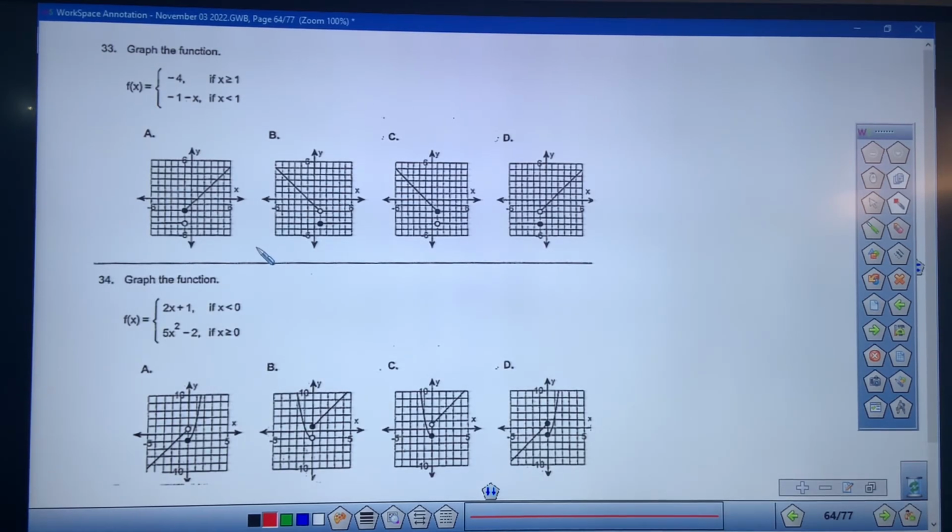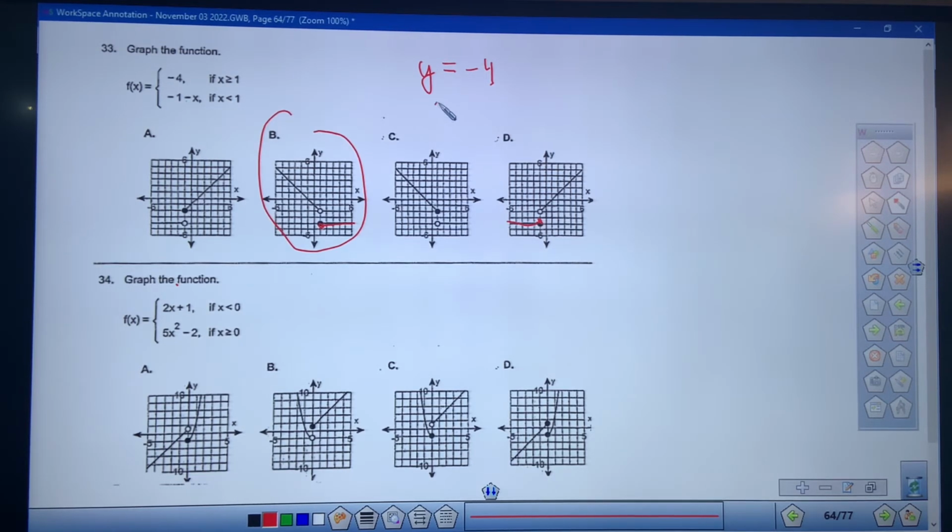So they want me to graph. So y equals negative 4. That's y equals negative 4, where x is greater than or equal to 1. So that's going to be a straight line going to the right. From 1, not negative 1. So it could be this one. Ooh, can't be that. It has to be choice B.